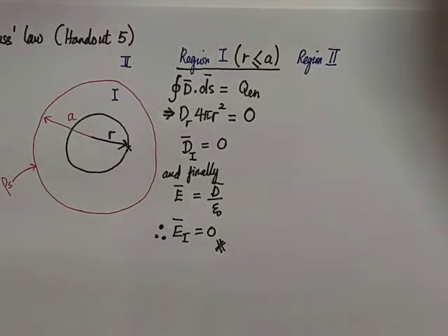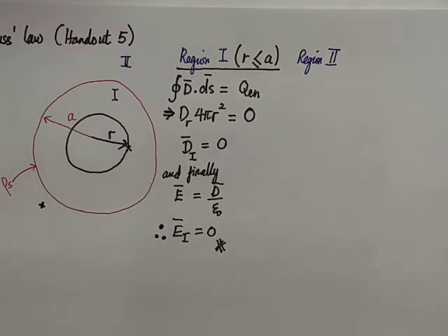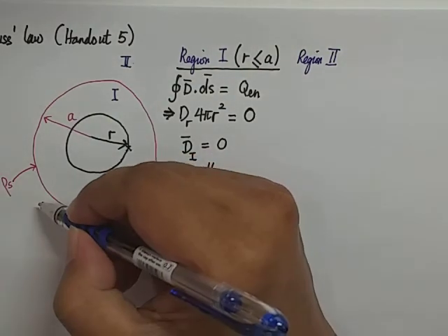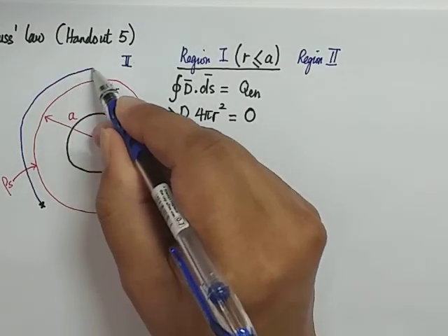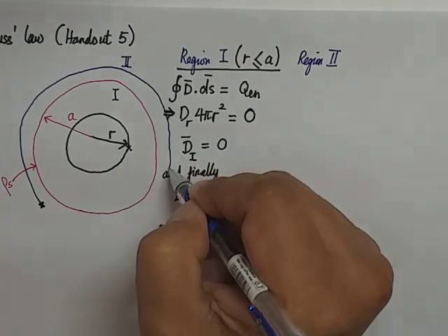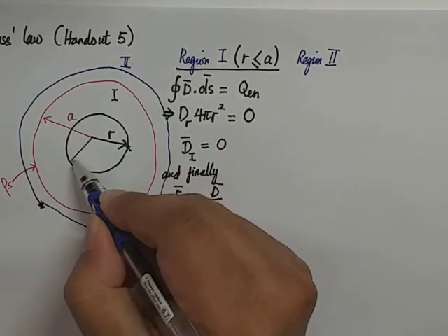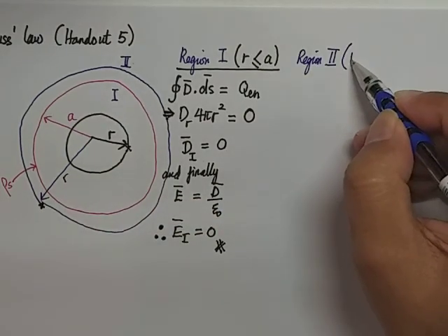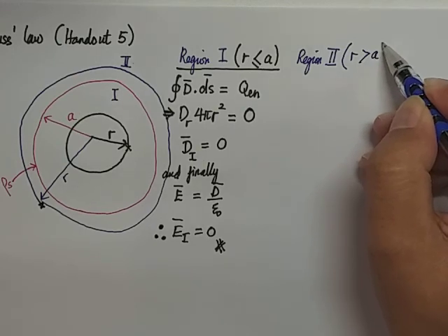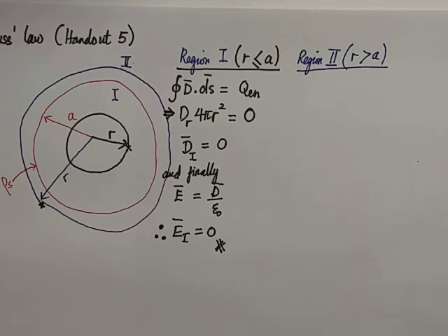So for region number 2, location wise, yes, should be here. Then I'm going to draw my Gaussian. Should be this structure located on region number 2, and then the radius should be given as r. Now my r is greater than a. So now that should be the range of region number 2.